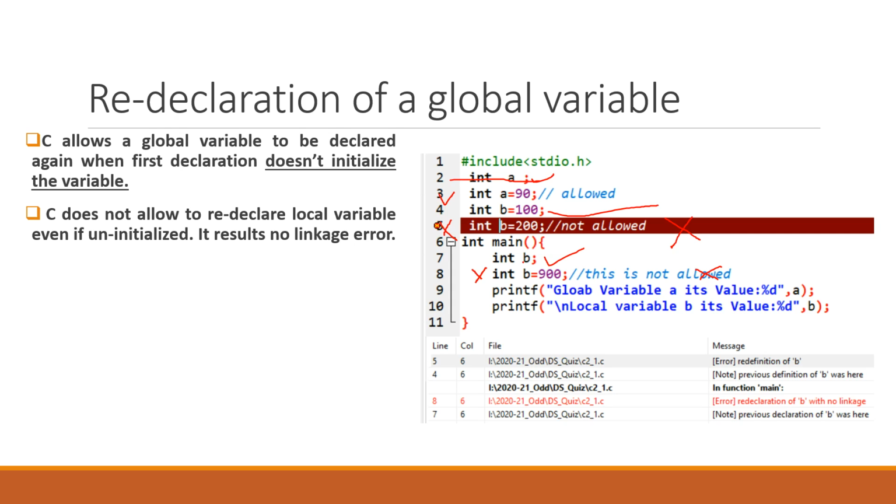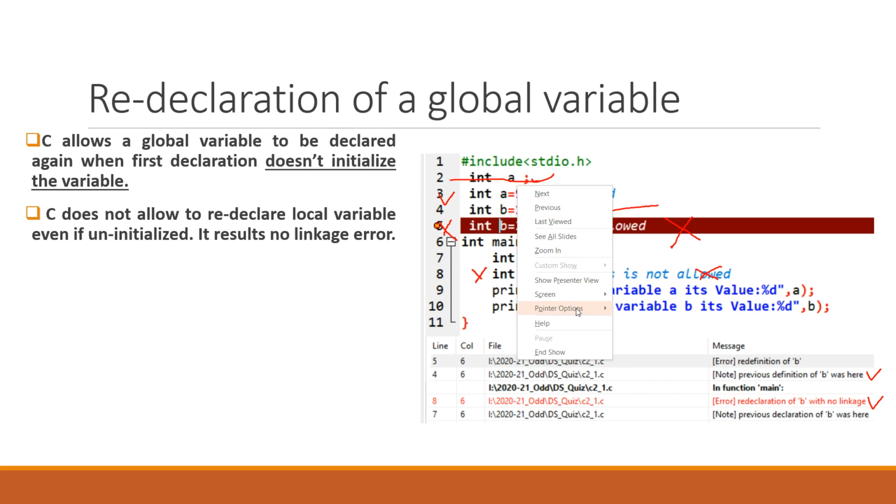When you try to do this, you will get a linkage error, because there is another definition of b before this one. This is about redeclaration of global variable. So these points you should remember.